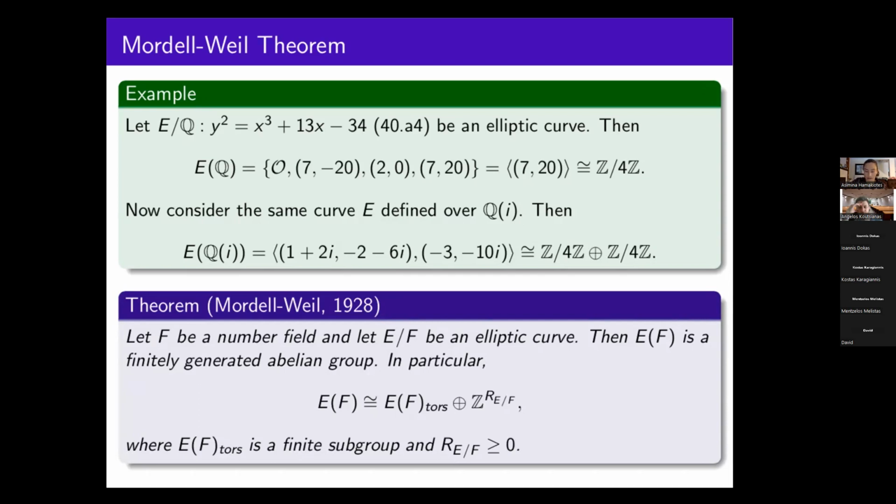This E(F)_tors is a finite subgroup. This is all the points of finite order on the curve. And then we have these copies of Z, which I'm not really going to talk about at all today. This r is called the rank, and these are the points of infinite order.